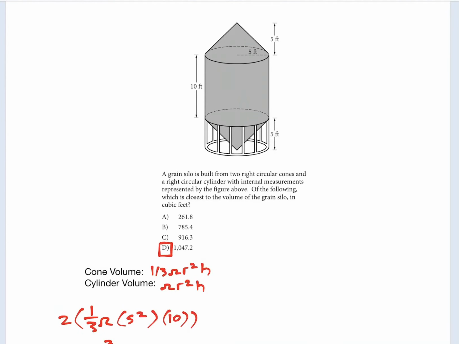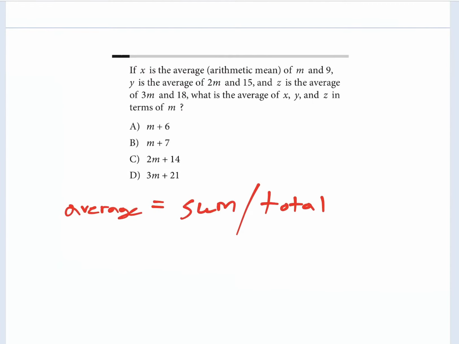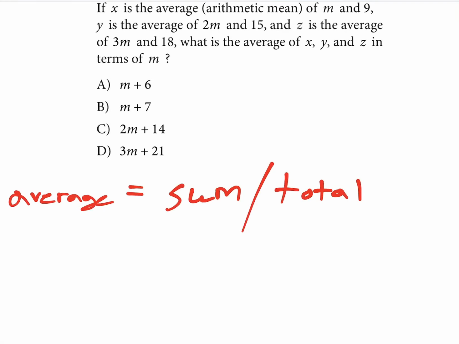In this case, I was able to use the cone and cylinder formulas simply by breaking up the shape into the mini shapes that it is. Finally, let's look at this last example, which is: if x is the average, the arithmetic mean, of m and 9, y is the average of 2m and 15, and z is the average of 3m and 18, what is the average of x, y, and z in terms of m?